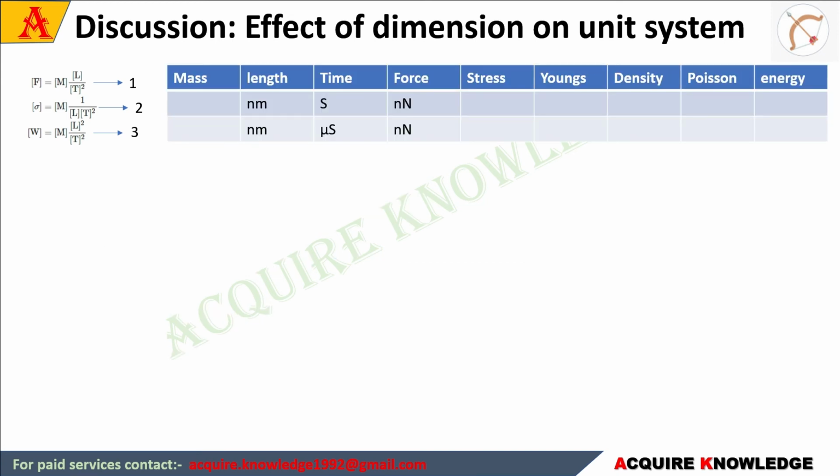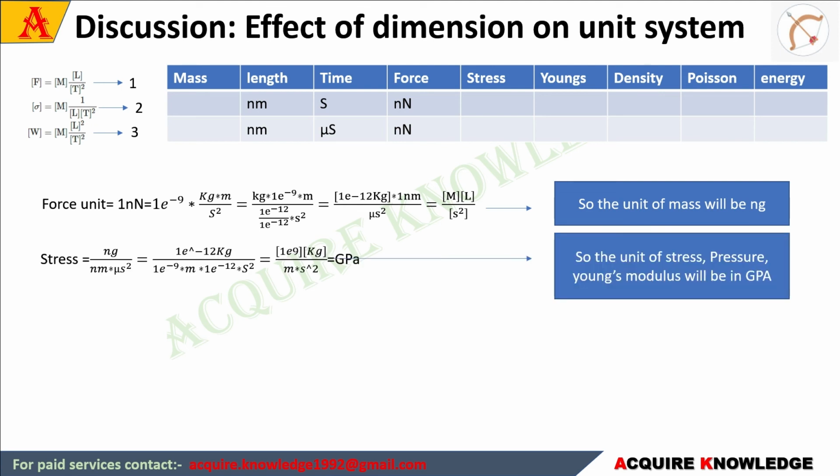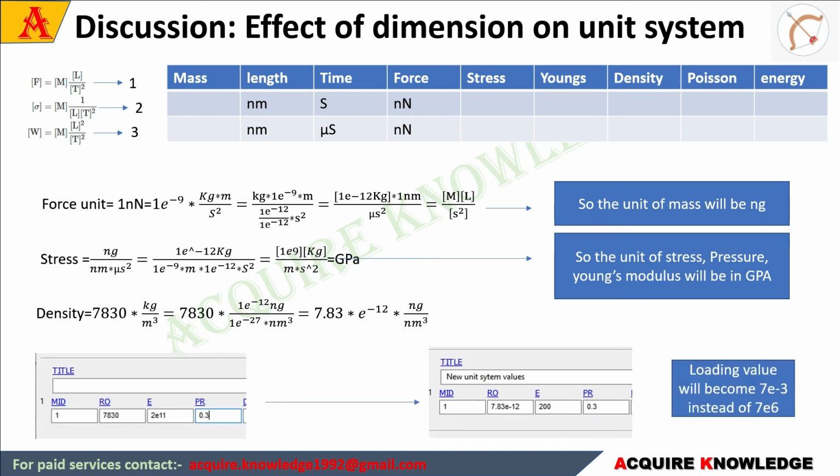Now let's take the second case. In that, the only thing that we did is that we had taken the time unit as microseconds. So if we do the same thing, we will come up with the unit of mass as nanogram. Stress will remain the same, that is gigapascal. Density value will finally come as 7.83 e to the power minus 12. And these are the corresponding values that we have to provide in the simulation.